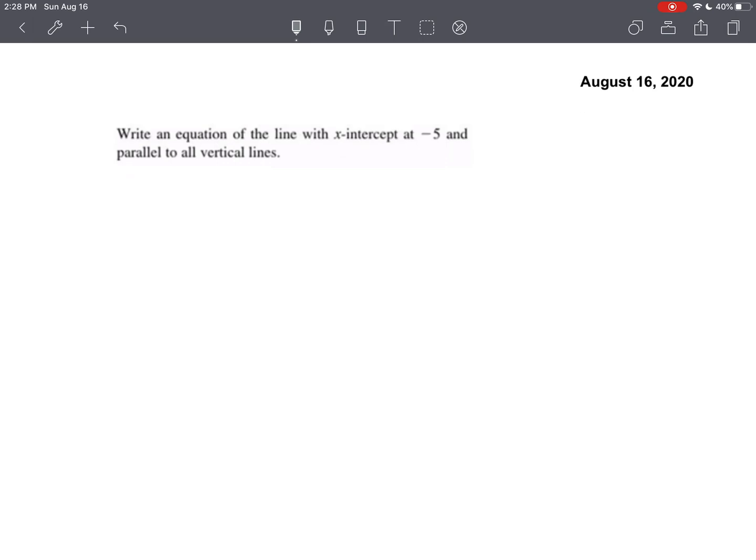Try this one. Write an equation of the line with x-intercept at negative 5 and parallel to all vertical lines. Vertical lines, x equals the x coordinate. X-intercept at negative 5 would be negative 5, 0. So our equation is x equals negative 5.